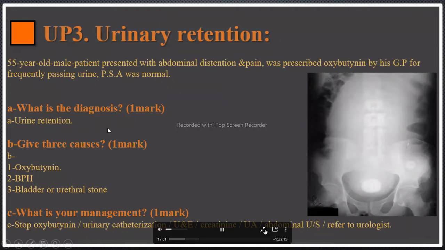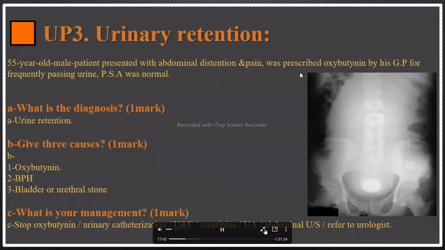So they can give you a scenario, for example, a patient, sometimes old, 65 or 70 years, with benign prostatic hyperplasia, presented with abdominal distension and pain. What does it mean, abdominal distension and pain? Full bladder, urine retention, or constipation. Maybe bowel, maybe bladder. If you find any patient in the scenario with abdominal distension and pain, think about bladder, think about bowel.